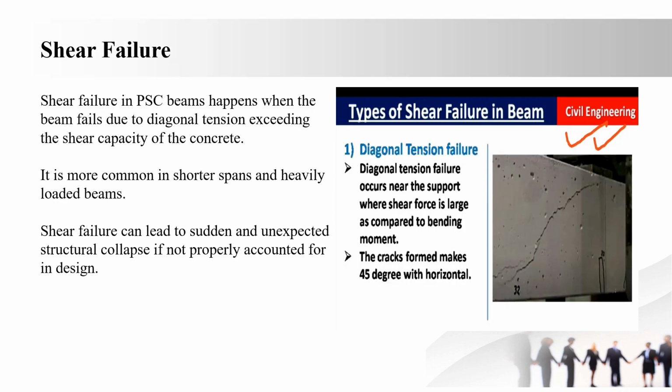Now let's move towards shear failure. Shear failure in PSC beams happens when the beam fails due to diagonal tension exceeding the shear capacity of the concrete. It is more common in shorter span and heavily loaded beams. Shear failure can lead to sudden and unexpected structural collapse if not properly accounted for in design. So the diagonal tension failure occurs near the support. The shear force is large as compared to the bending moment. The crack forms at an angle with the horizontal.